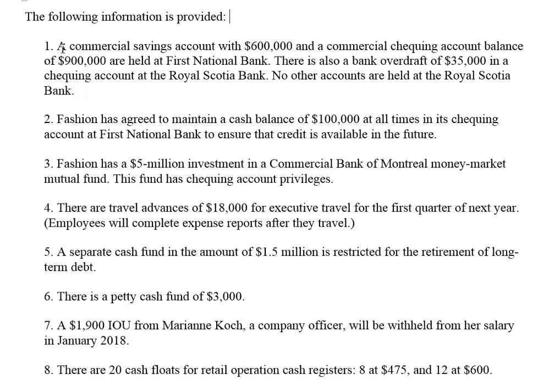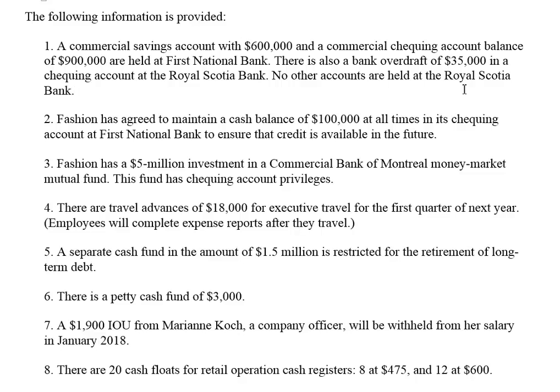Now, the first item says that fashion company has a commercial savings account, $600,000, and also a commercial checking account balance of $900,000. Both of them are being held at the First National Bank. There's also a bank overdraft of $35,000, and it's being held at the Royal Scotia Bank. Since the company doesn't hold any more accounts at the Royal Scotia Bank, one of the things you're going to have to determine is how do we deal with the bank overdraft.